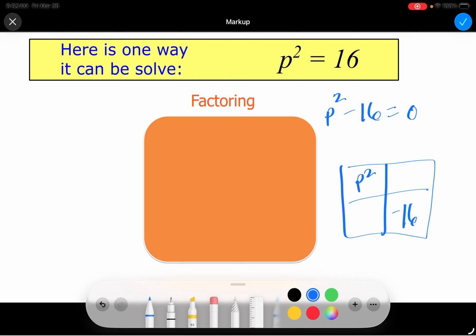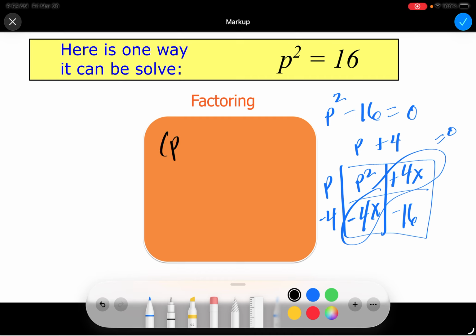We know that these two terms here, our little peanut, would have to be equal to 0 because there's no bx term. And so we know we're going to have a plus and a minus, and of course the factors of 16 that are going to add up to 0 are going to be plus and minus 4. So that's going to give me p plus 4 and p minus 4 for our factors.